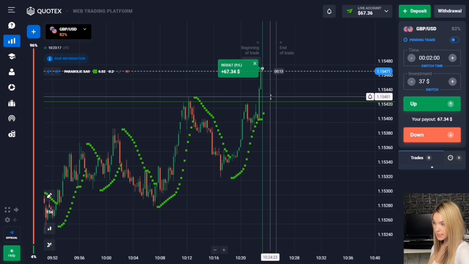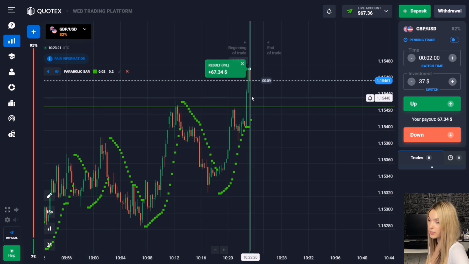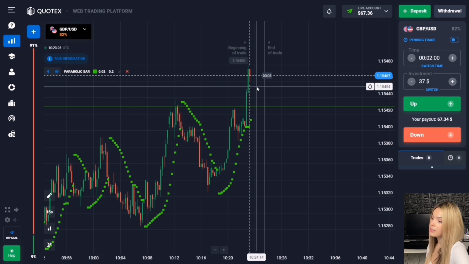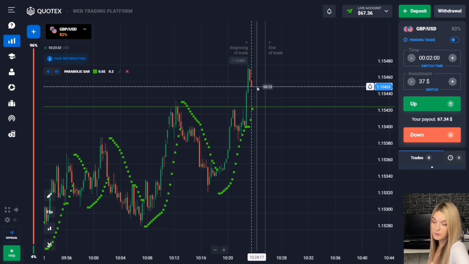Great guys, as you can see, the price really continued to move up with good confident green candles, and we are getting a great confident profit here with you. The indicator really gave us a good entry point, and after the points began to form with a large distance from each other, there was a confident upward movement.